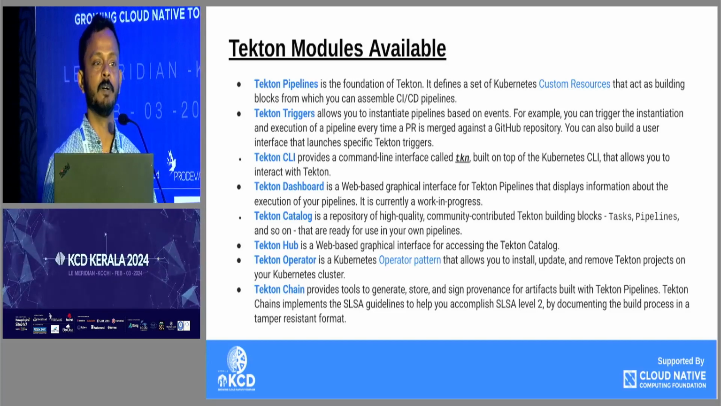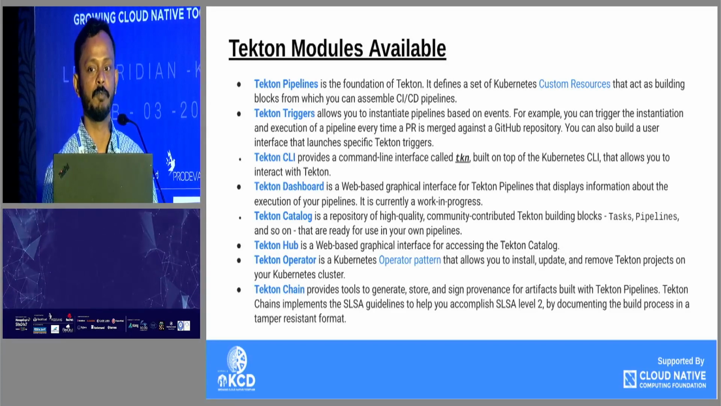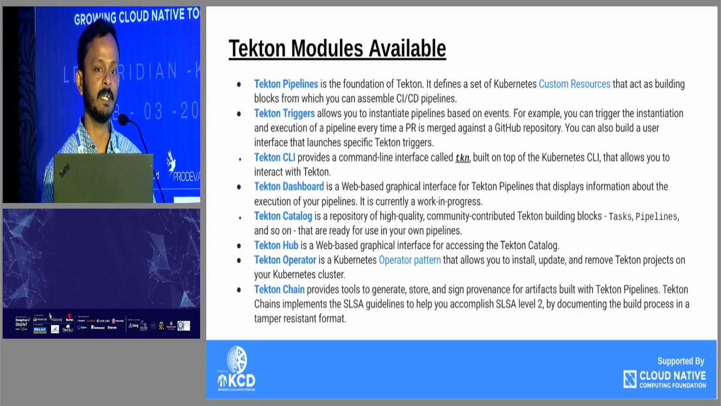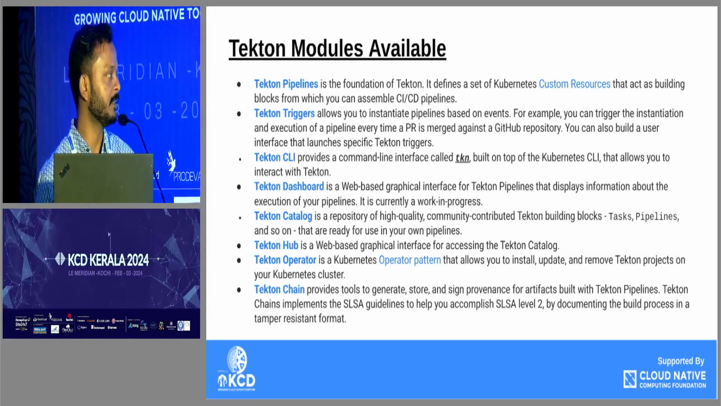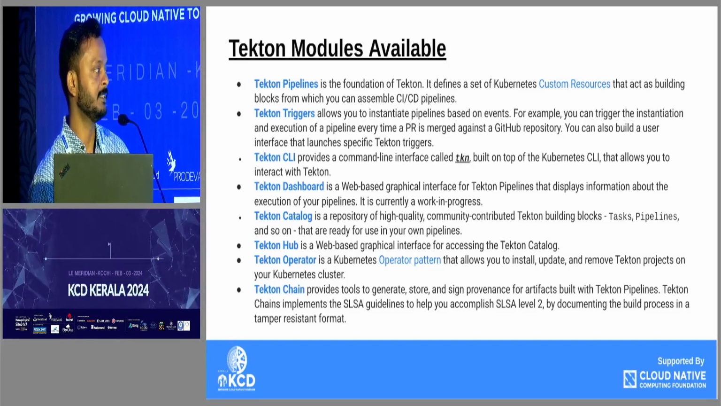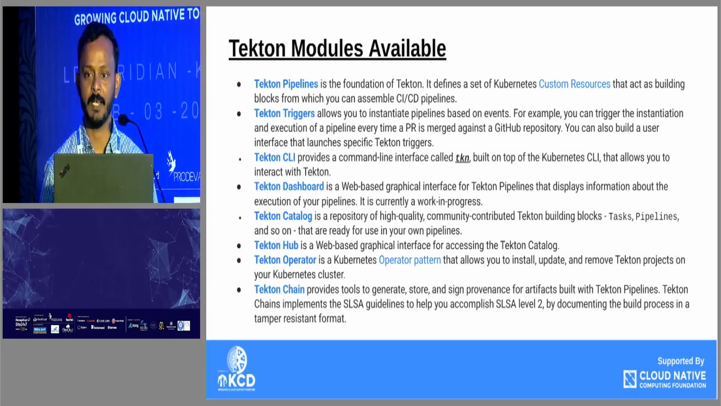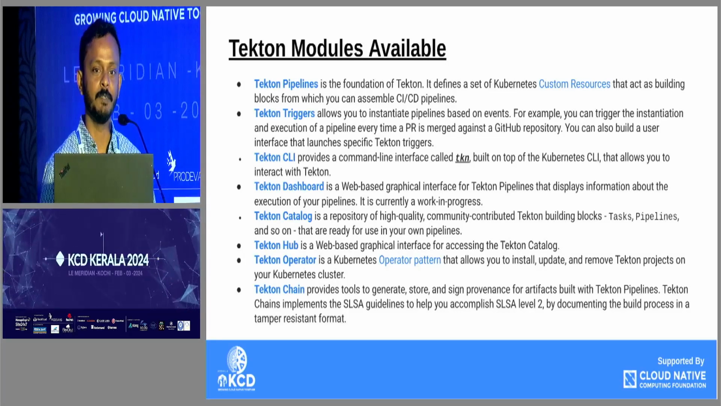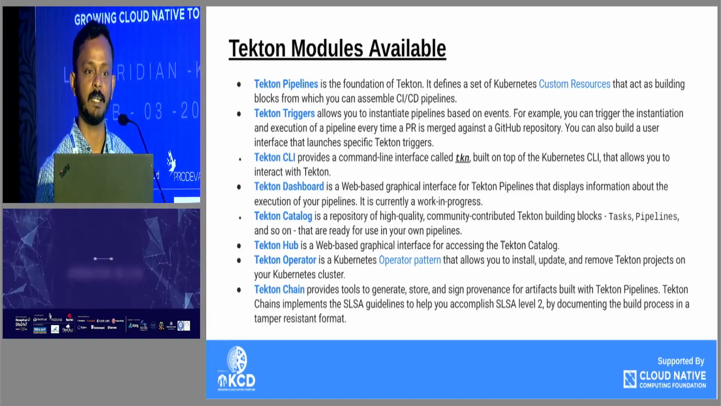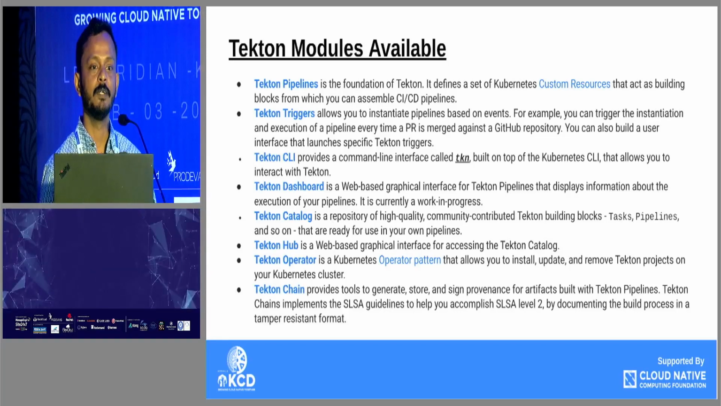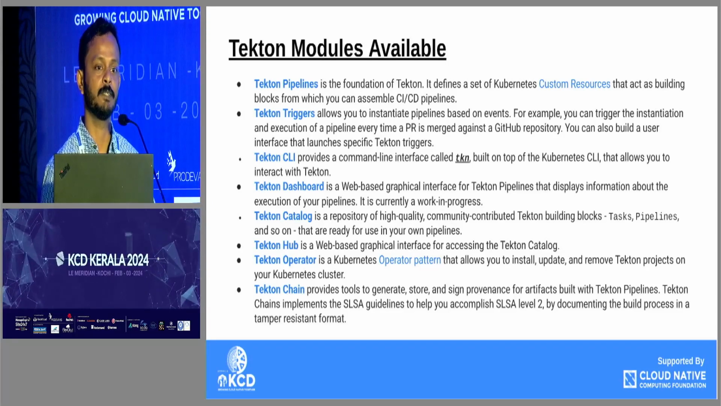Operator is a pattern which is available to install Tekton. So if you want to manage it as an operator, you can also do that in Kubernetes with the Tekton operator. And the last one is Chains. Chains is basically a system to provide security for all the artifacts and images which are built or deployed using a Tekton pipeline, so that these artifacts are signed and marked, so that during the CI/CD flow they are not tampered with.